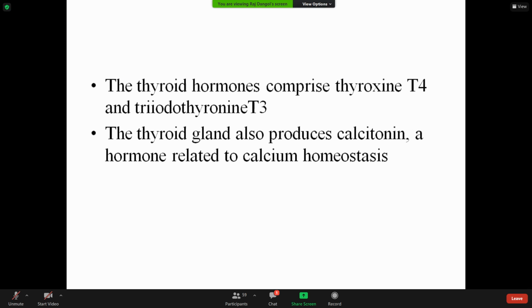That means when we study calcium homeostasis, we'll discuss calcitonin. So in this lecture, we'll focus on thyroxine and triiodothyronine.